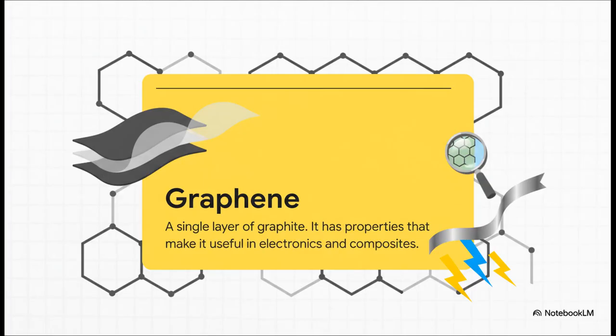So just try to imagine this. If you could take just one of those slippery layers from graphite and peel it off, you'd have graphene. It's a single sheet of carbon, just one atom thick. It sounds so simple, but this stuff is incredible. For its weight, it's about 200 times stronger than steel, and it's an amazing electrical conductor.